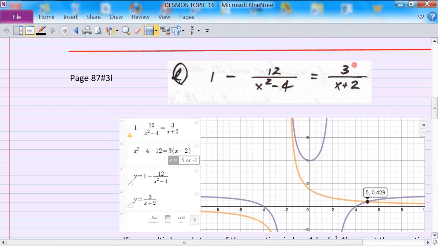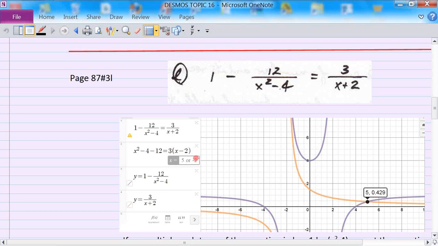And here I'm going to multiply by x plus 2, x minus 2, because that's the same as x squared minus 4. The x plus 2's will cancel in the top and bottom. I'll be left with 3 times x minus 2. Lo and behold, I get 2 solutions.